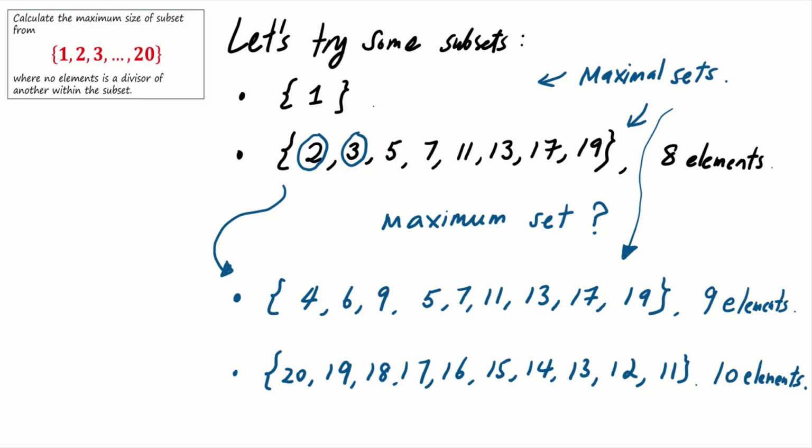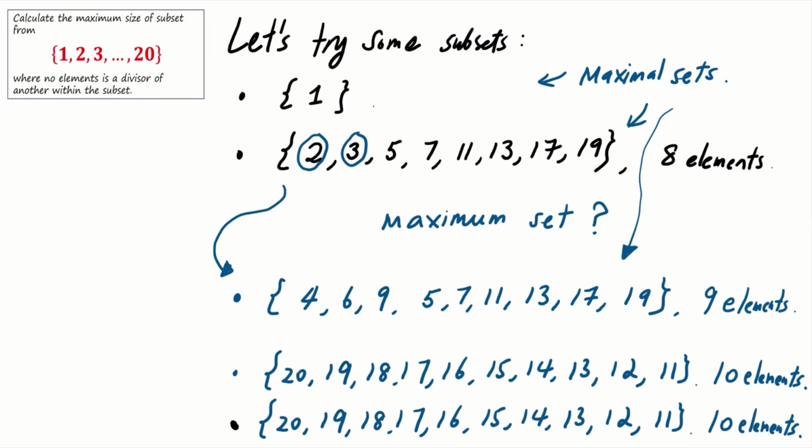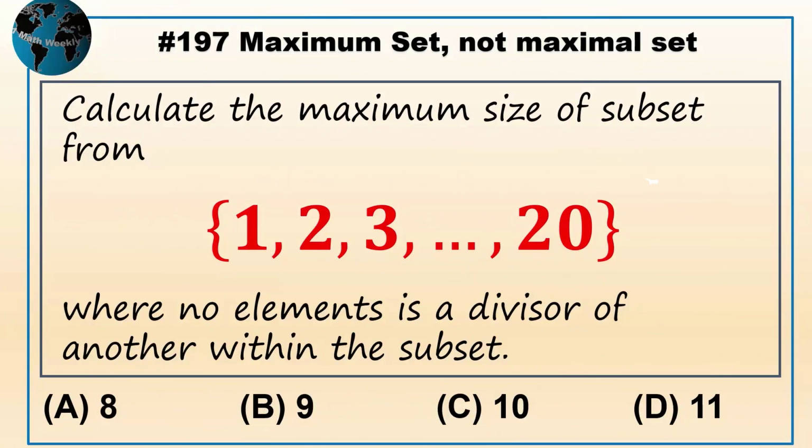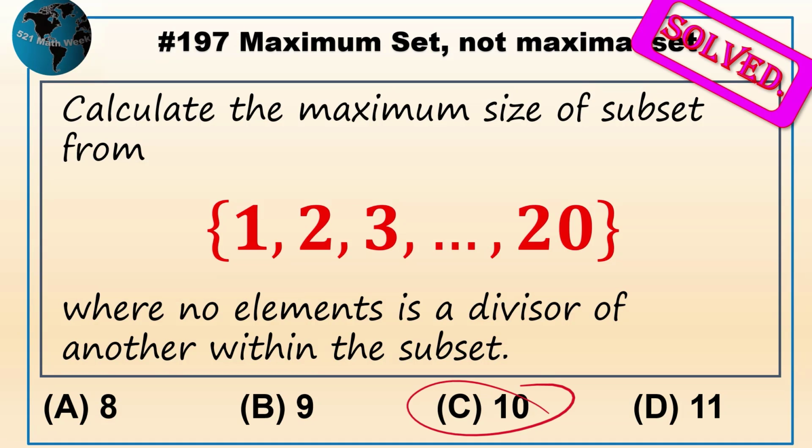Even with strategy trade-offs, such as replacing 16 with 8 and 14 with 7, the size of our subset remains unchanged. Therefore, the correct answer to our problem is C, 10.